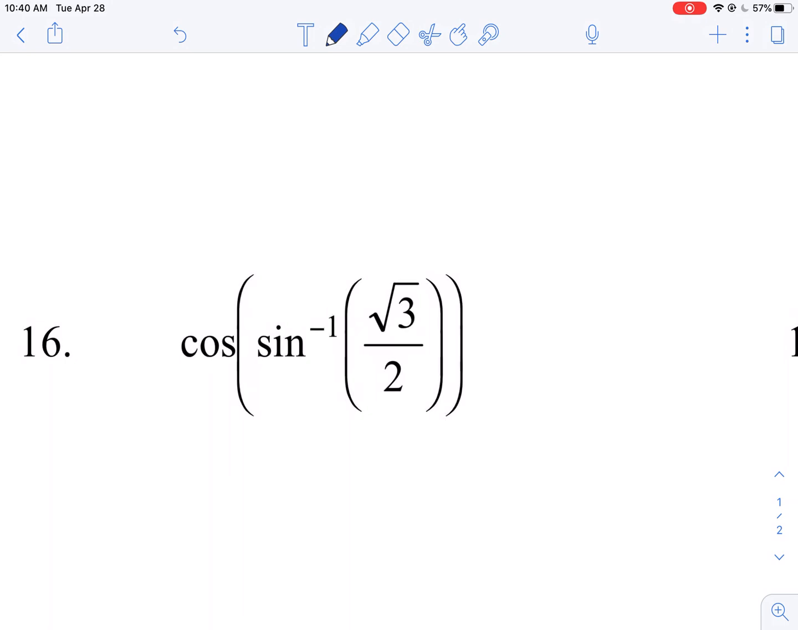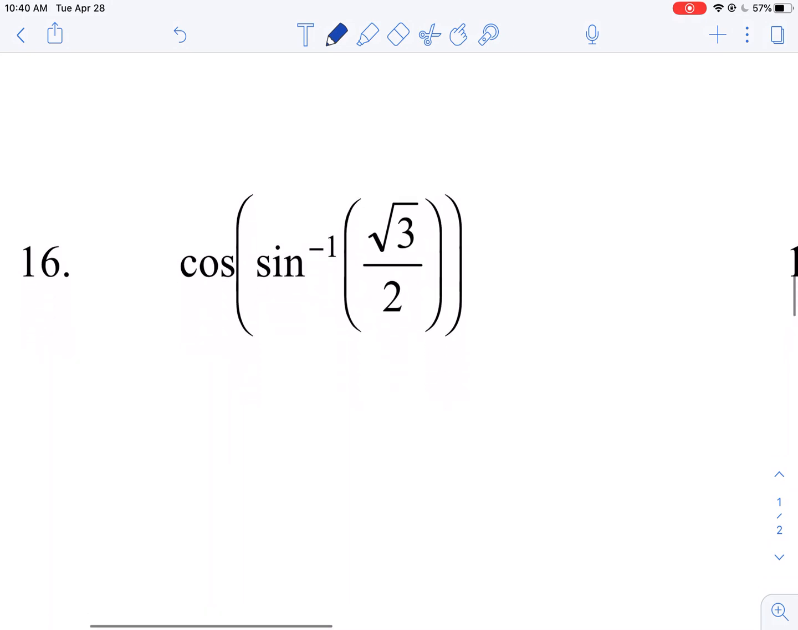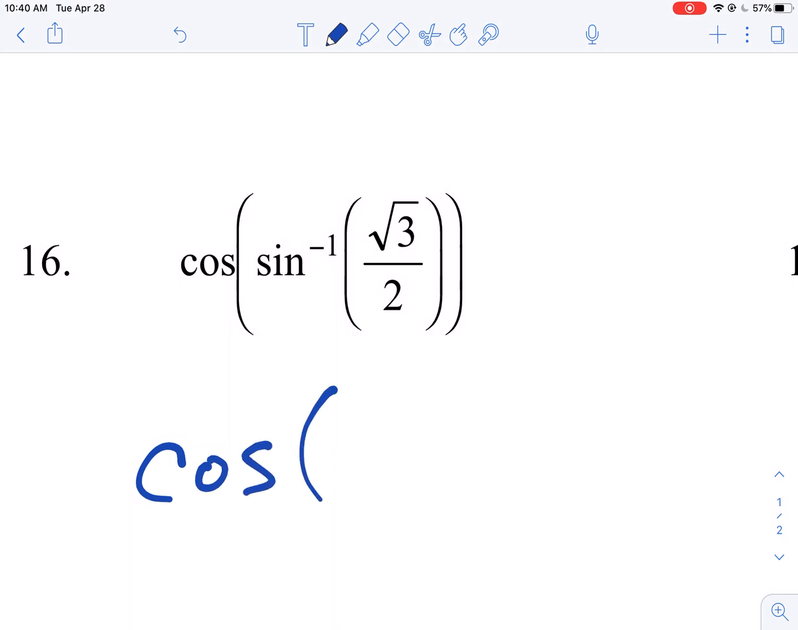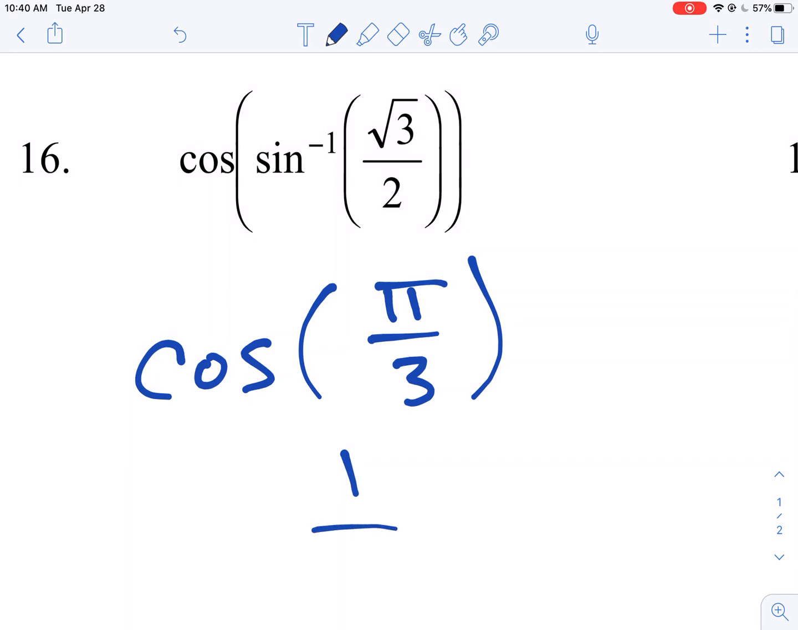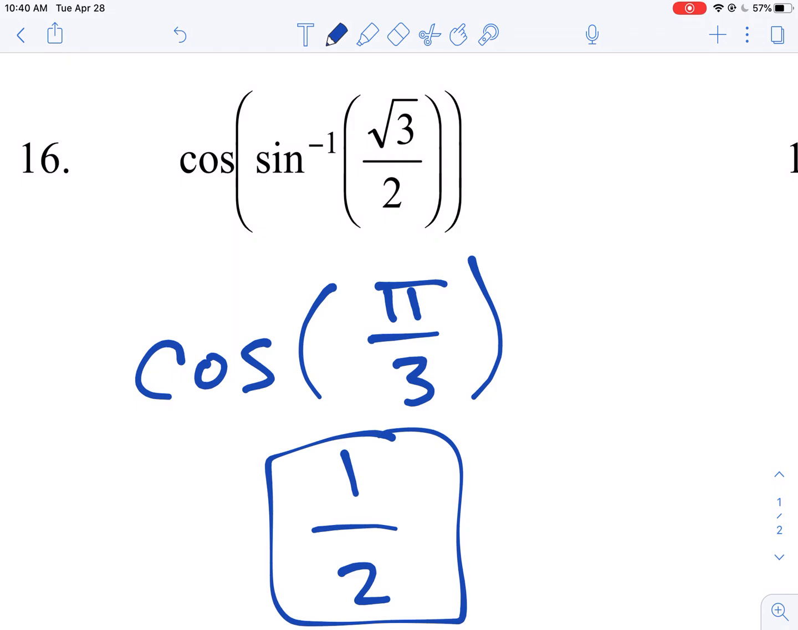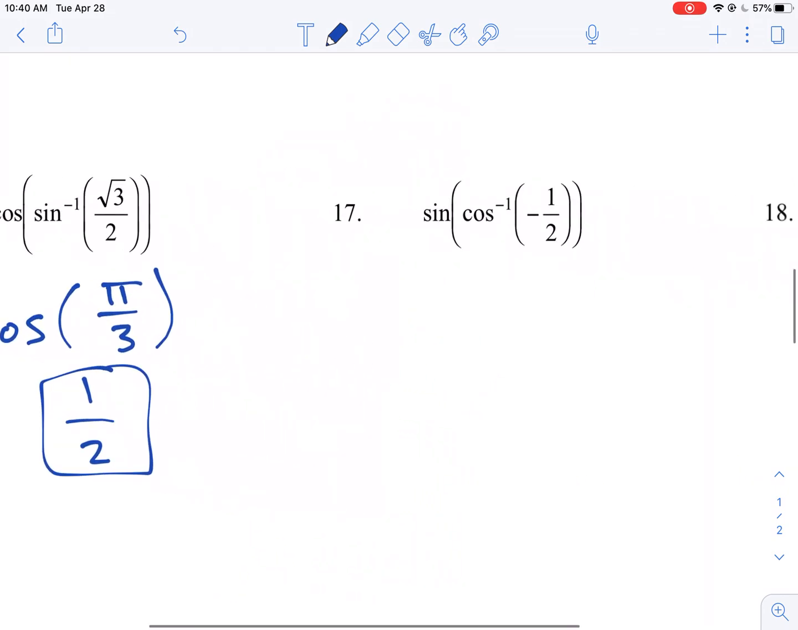So we're talking about the cosine of the sine inverse of root 3 over 2. That means we're talking about the cosine of the angle which has an inverse sine of root 3 over 2. Within unit circle angles, this is a pi over 3 value, and the cosine of pi over 3 is 1/2, so that's our answer. I realize I'm working through this fairly quickly, but that's coming with a very strong knowledge of the unit circle and how this works.